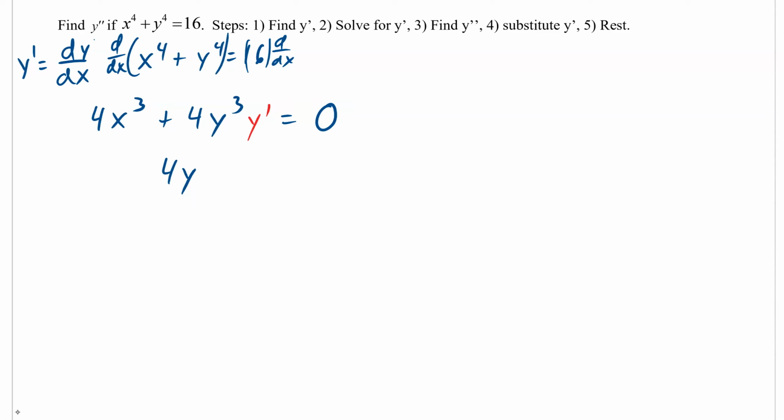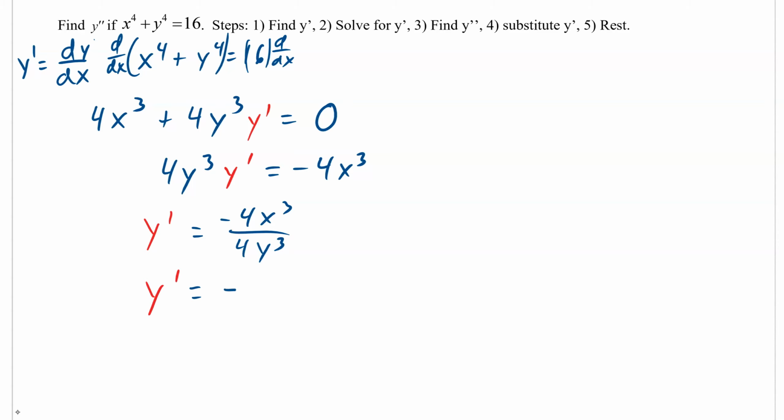So we get 4y cubed y prime, and then we move the 4x cubed over. And then our quick little divide, y prime equals negative 4x cubed over 4y cubed. We can simplify that a little bit. So we end up with negative x cubed over y.